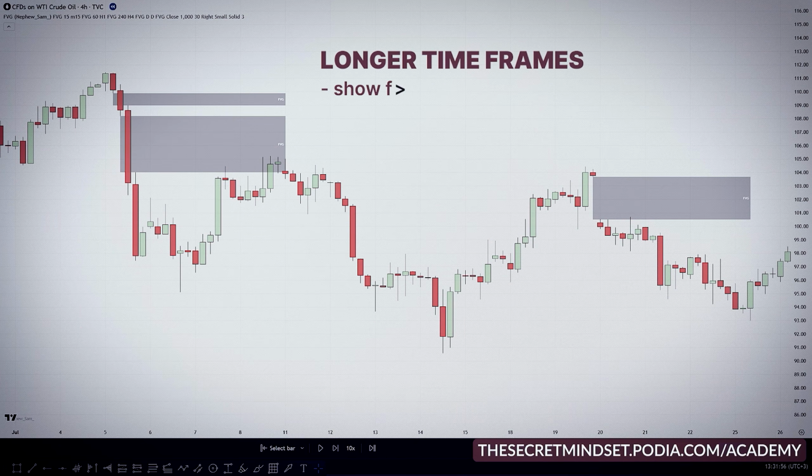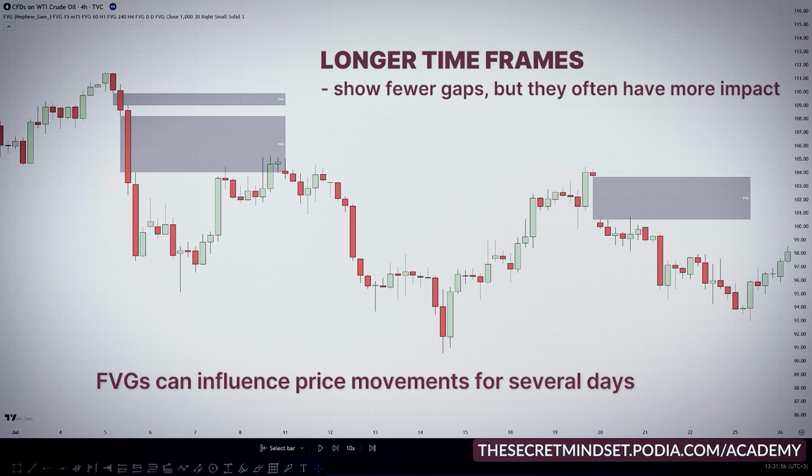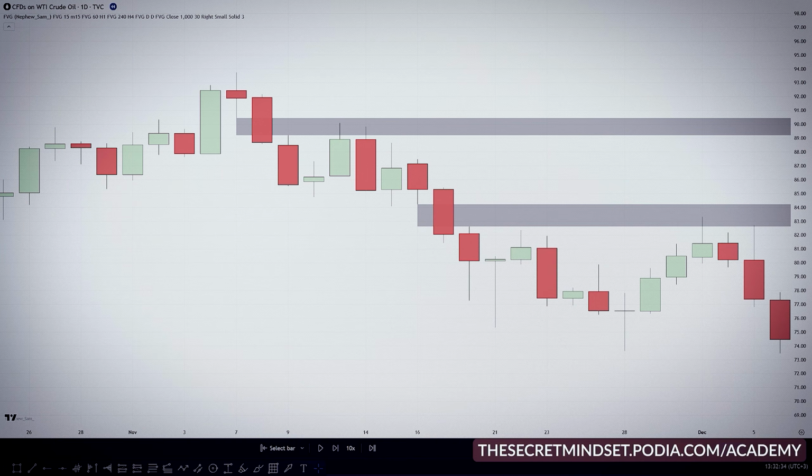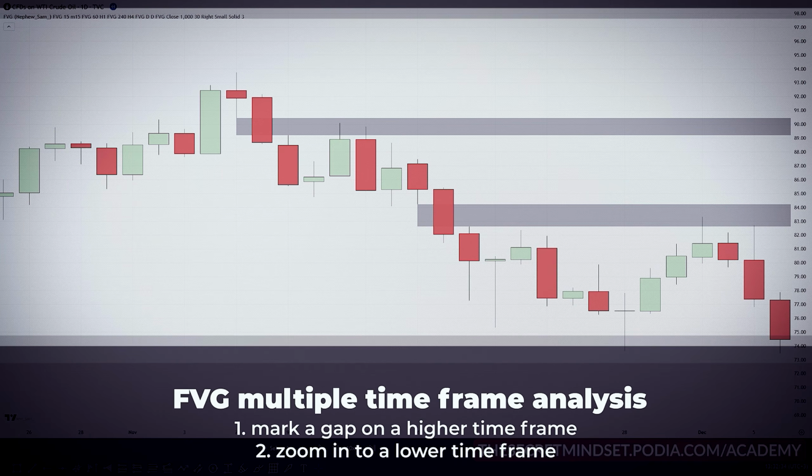Longer timeframes, like 4-hour or daily, show fewer gaps, but when they do appear, they often have more impact. These gaps can influence price movements for several days. I personally like to use a multiple time frame analysis when working with fair value gaps. For instance, you might spot a gap on a higher time frame, mark the zone, but then zoom in to a lower time frame to fine-tune your entry or exit points.